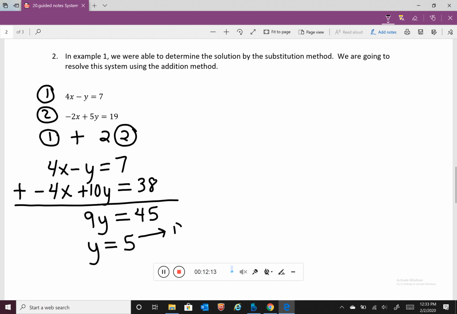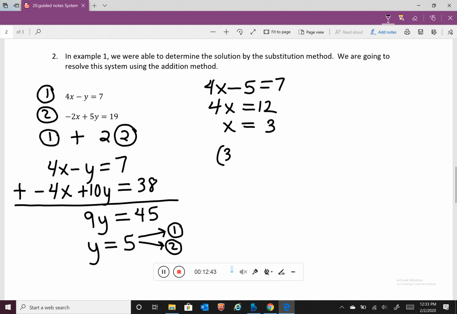I can either, this is a choice, go to equation 1 or equation 2 to find x. I'm going to choose equation 1. This is just a choice. So 4x minus y, but we found y to be 5, is supposed to be 7. Solving for x, we're going to add 5, which gives us 12, and then divide by 4, which gives us 3, which gives us the same solution as what we had above, 3, 5.